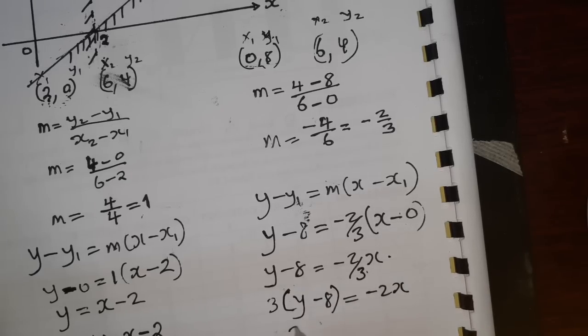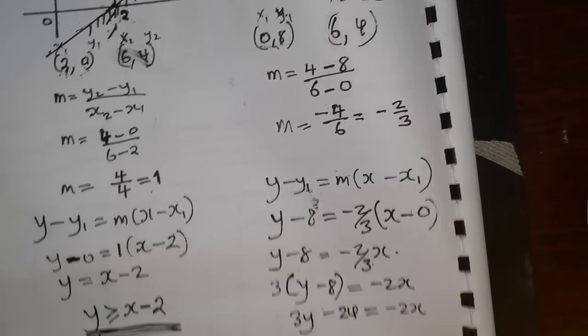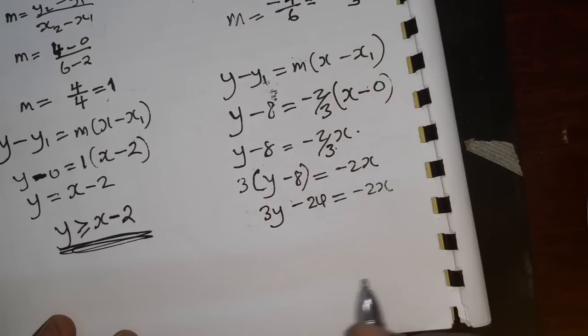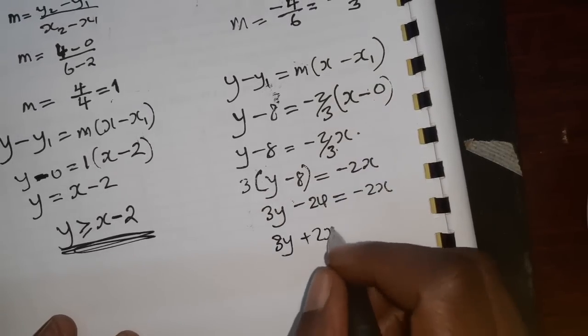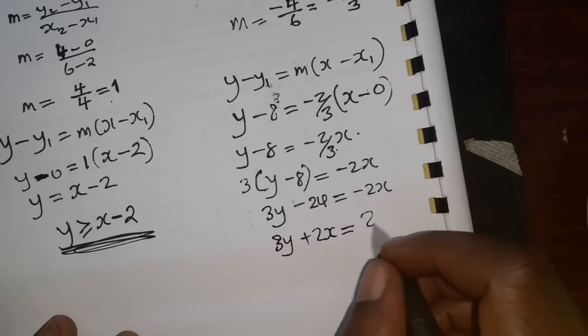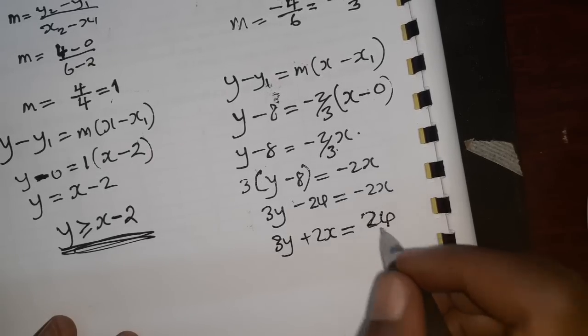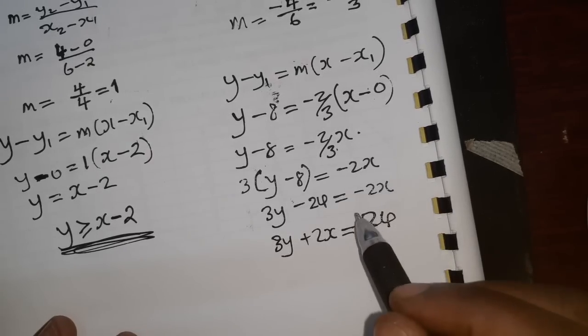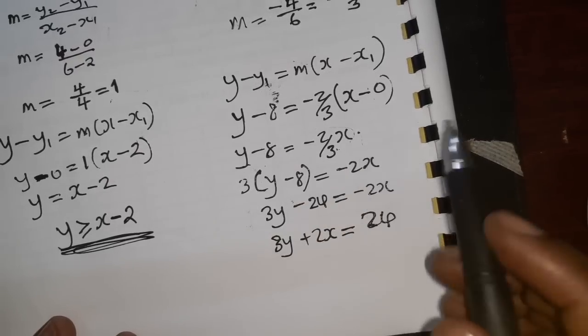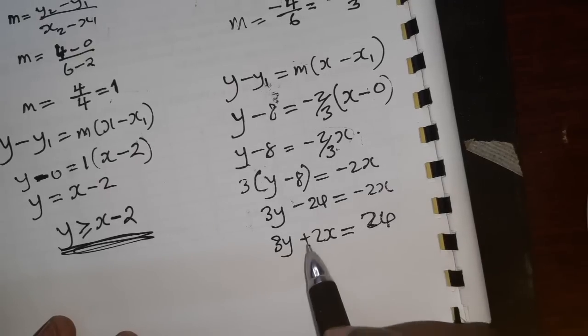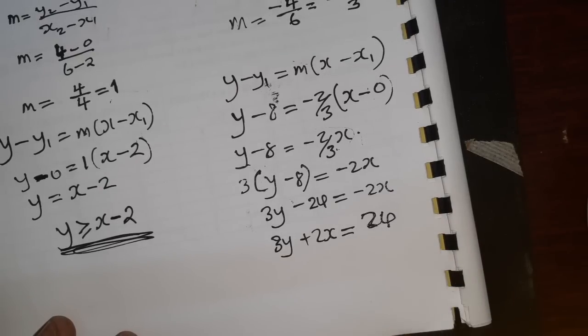So you can now say 3y minus 24 is equal to negative 2x. Okay? And from this point now, you can say 3y plus 2x is equal to 24. This is the equation. But like I said, even at this point, it will still be the same thing if you brought this one to the other side. We're just trying to standardize it or write it in a format that we are familiar with.